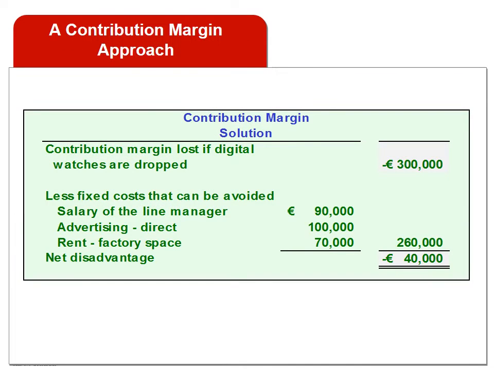The contribution margin approach reveals that the contribution margin lost, €300,000, exceeds the fixed costs avoided, €260,000, by €40,000. Therefore, Lavelle should retain the digital watch segment. In other words, dropping the product line would decrease the company's overall net operating income. This result reveals that Lavelle would earn €40,000 of additional profit by retaining the digital watch line. Lavelle should drop the digital watch segment only if its profit would increase. This would only happen if the fixed cost savings exceed the lost contribution margin.